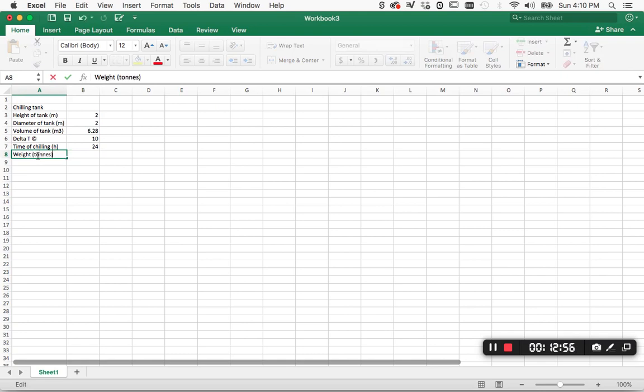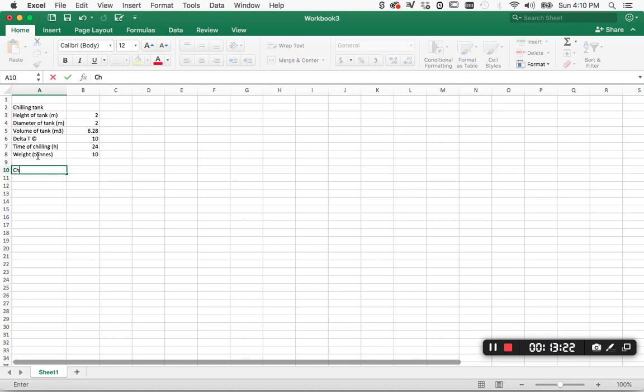Weight in tons, 10. So in your report, you just need to write an explanation of where you got the figures. We'd obviously know the weight of it if it came into the winery, but here we've only got a volume. So let's say we use 10 tons. That sounds about right, and we get a 62.8% yield of juice.